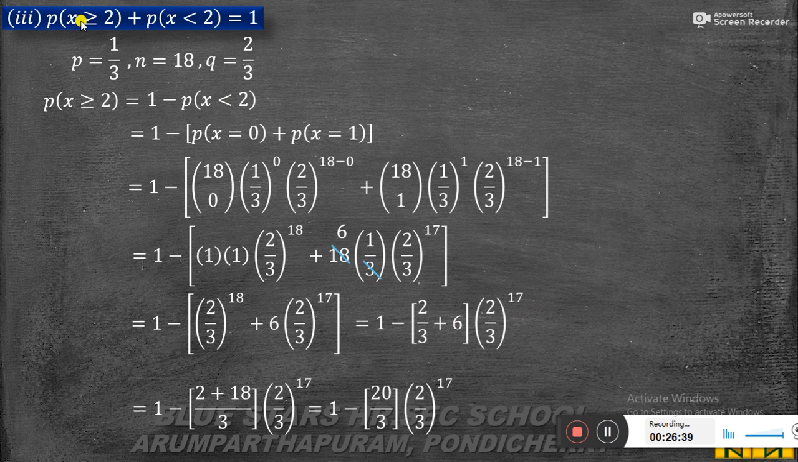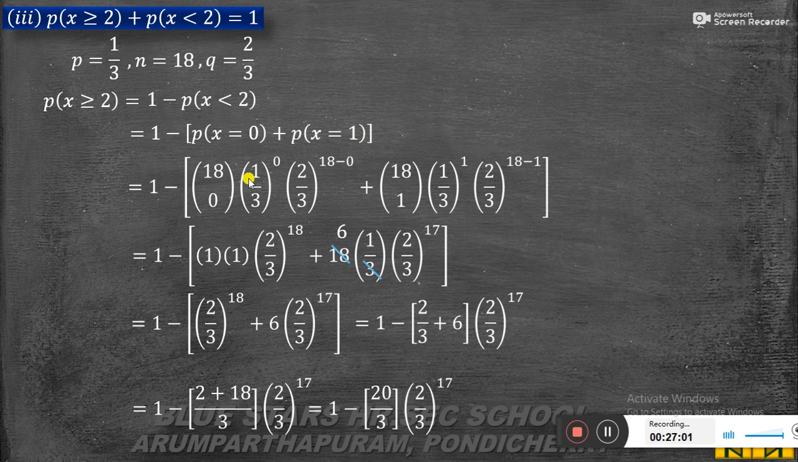Next, probability of x greater than or equal to 2 plus probability of x less than 2 equals 1. So, I substitute p equal to 1 by 3, n equal to 18, q equal to 2 by 3. Probability of x greater than or equal to 2 means 1 minus probability of x less than 2. That means x less than 2 takes the values 0 and 1. So, probability of x equal to 0 plus probability of x equal to 1.